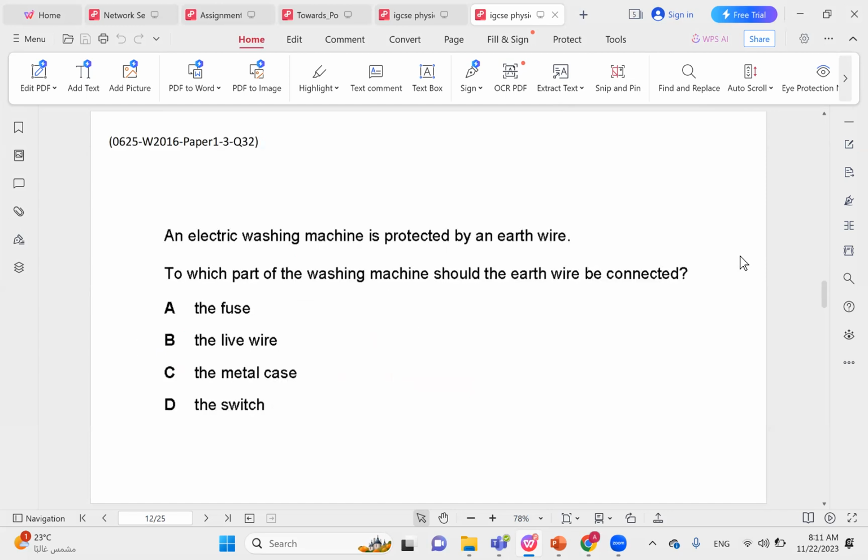An electric washing machine is protected by an earth wire. To which part of the washing machine should the earth wire be connected? Like we said, the earth wire protects us from the metal casing. So we need to connect it to the metal casing to allow excess charges to flow to the earth.